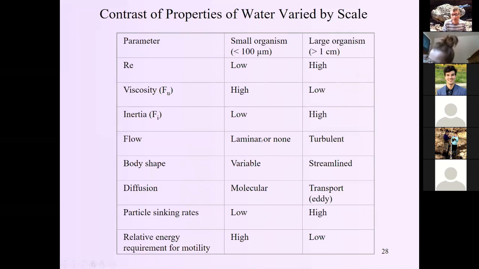We'll talk about water movement. Flow is going to be laminar or no flow, and turbulent for large organisms. Large organisms will streamline. Small organisms don't have to. We'll talk about why that happens. We'll also talk about molecular diffusion versus transport or eddy diffusion. This is related to turbulent flow versus non. Small particles sink more slowly than large particles because they're in a more viscous solution. And the relative energy requirement for motility, because of this high viscosity, is very high for a bacterium relative to us or a salmon.